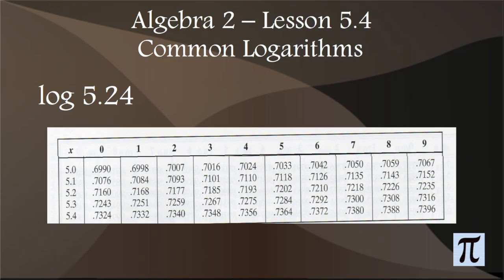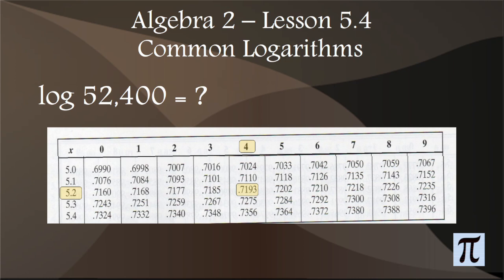For this example, let's look at a small section of the table. On the left side, we have x, and we have 5 point and then the 10th place, and across the columns would be the 100th place. So we find 5.2 and scroll our eyes over to the 4 to get 5.24, and the answer is 0.7193. So the log of 5.24 is 0.7193.